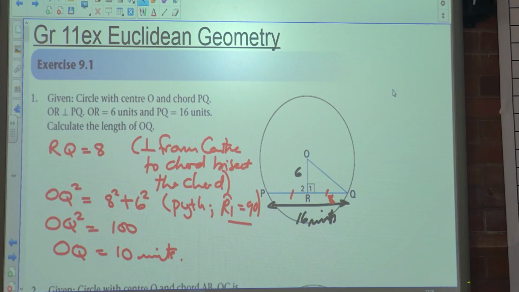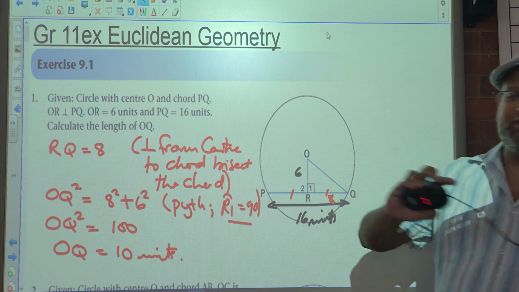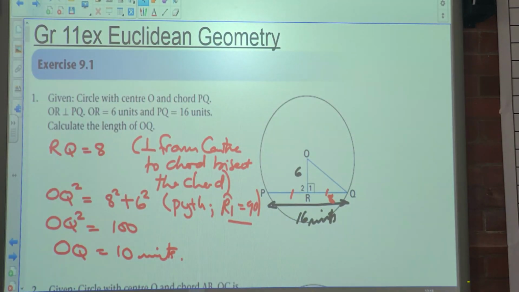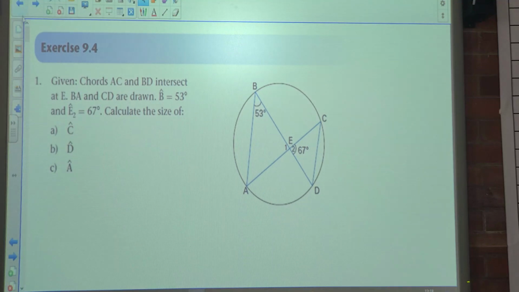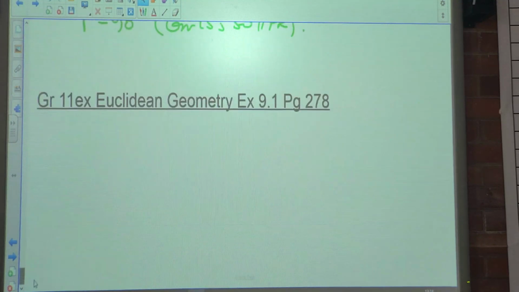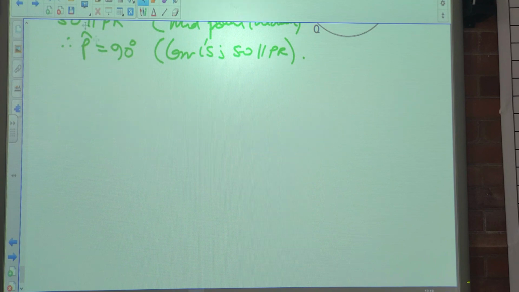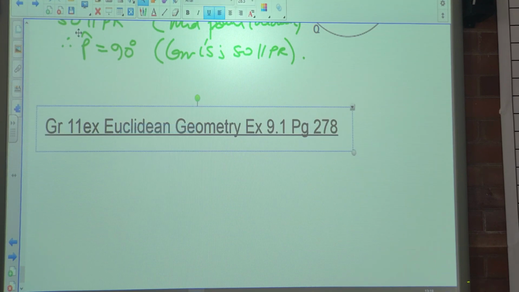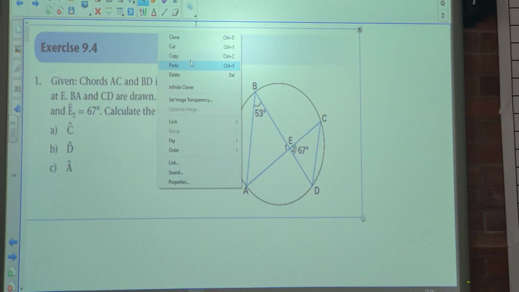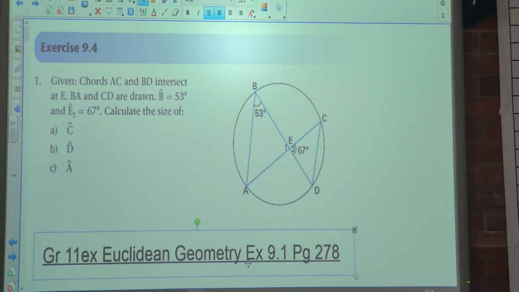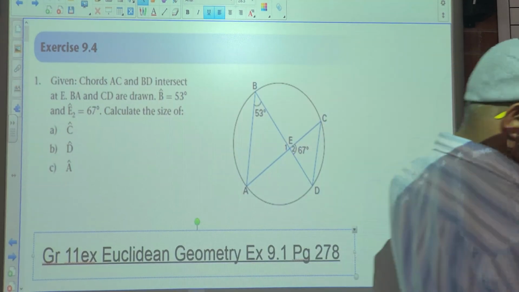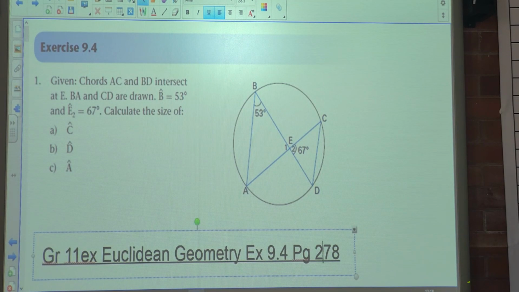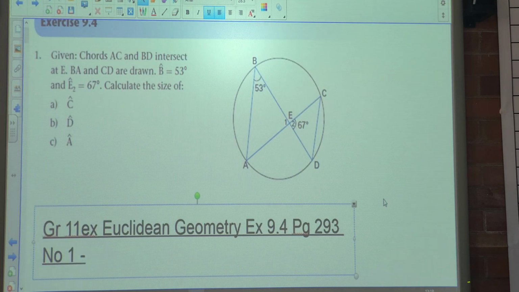Right, good afternoon, class. We're looking at Euclidean Geometry, exercise 9.4. You have to do numbers 1 to 4, correct? Let's pick this up here. Alright, exercise 9.4 is on page 293. This is numbers 1 to 4, no? This is what you have to do for homework.